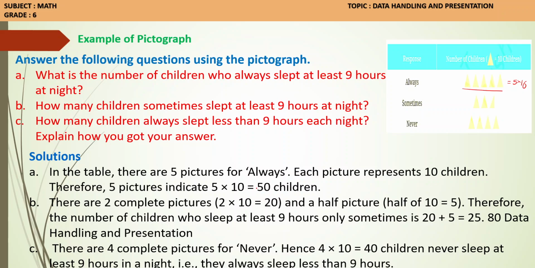Second question: how many children sometimes slept at least 9 hours at night? There are 2 complete pictures here, 2 into 10, 2 triangles, plus half of this one. So half of 10 is 5. So 2 into 10 plus 5. The answer is 25.